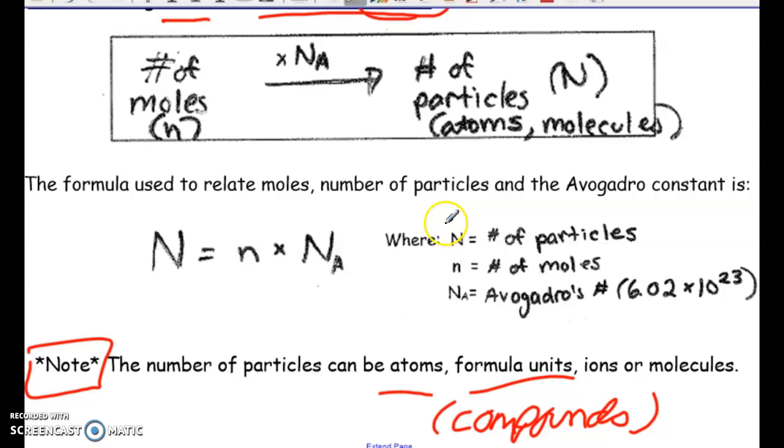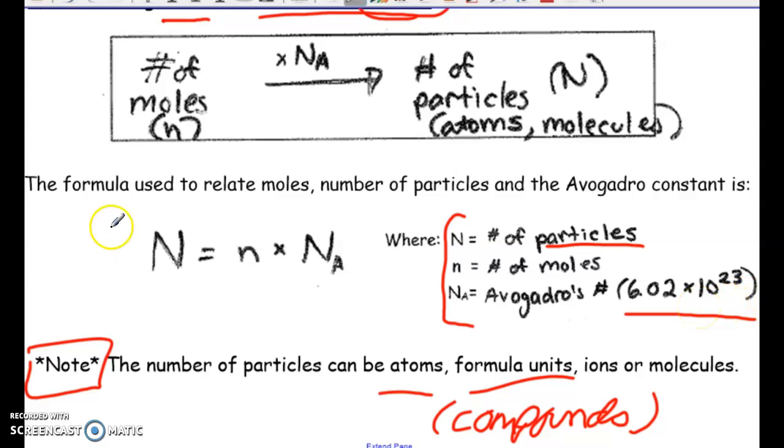So let's go over some new symbols that we haven't seen yet. Capital N refers to the number of what you're trying to solve. Again, I put particles here, but it could be whatever, so number of atoms, number of molecules. Lowercase n represents the number of moles. Capital N with the lowercase a represents Avogadro's number, which we know is 6.02 times 10 to the 23.